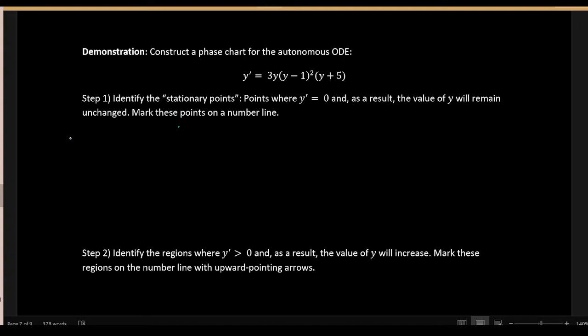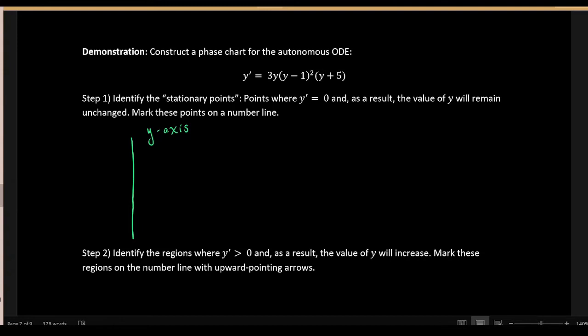So the first thing that I'm going to do in drawing the phase chart for this autonomous ODE is set up a vertical number line. In some sense, I'm going to set up a little y-axis. And on this y-axis, I'm going to mark what are called stationary points. Stationary points are points where the value of y prime is equal to 0.